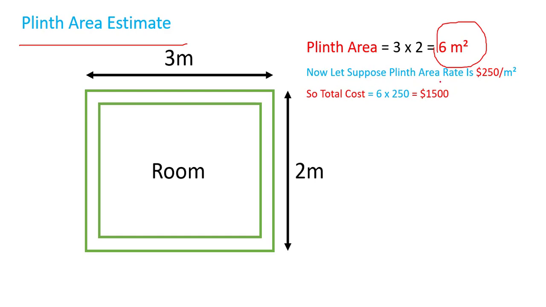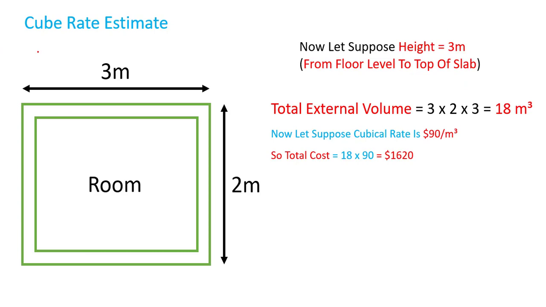Now let's suppose in your area the plinth area rate is 250 per meter square. You can get this rate from your local contractor or from the government departments. Now the total cost will be equal to the plinth area, that is 6 meters square, multiplied by the unit rate 250 per meter square. So it will be $1,500. This is how we can calculate a plinth area estimate. In the next tutorial we'll do an example regarding this also, in which we will add lump sum items as well.